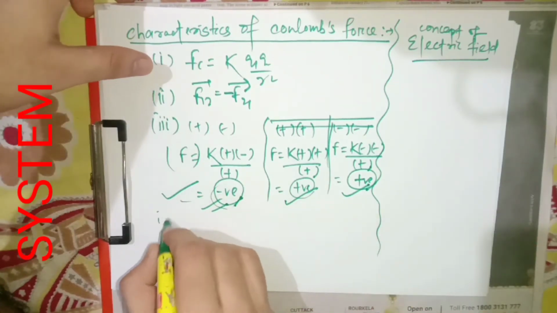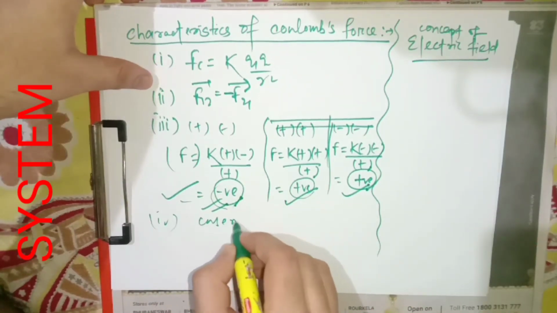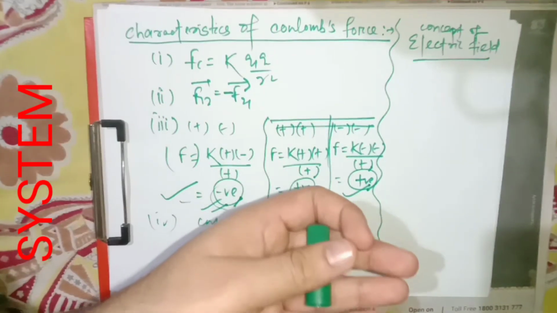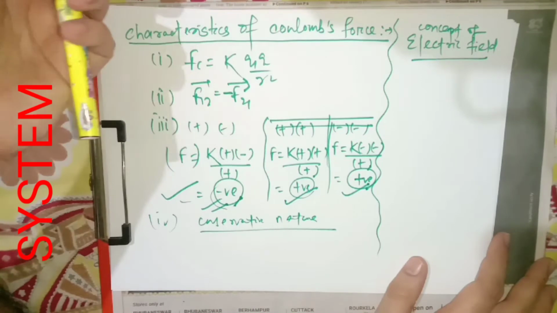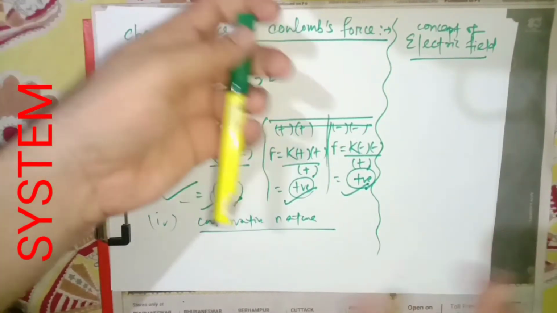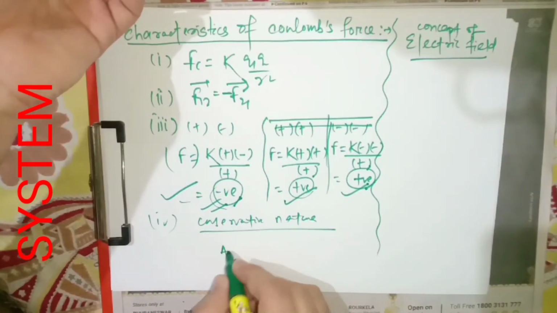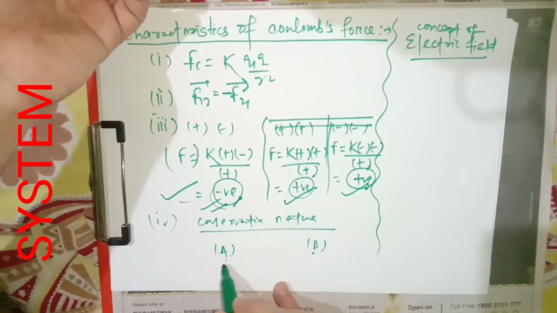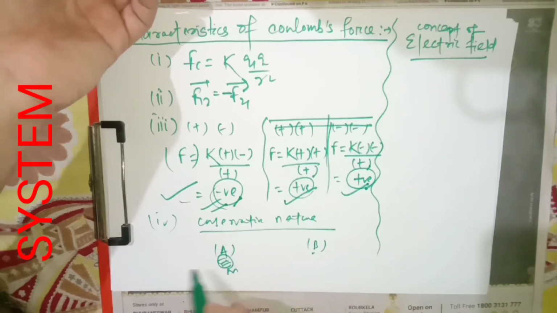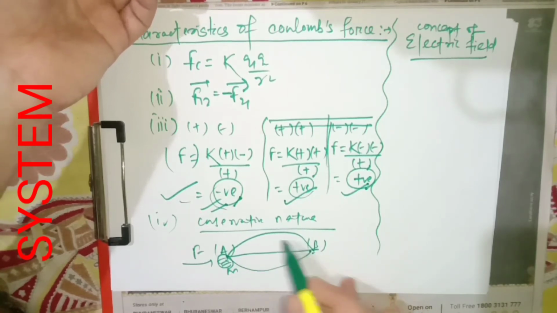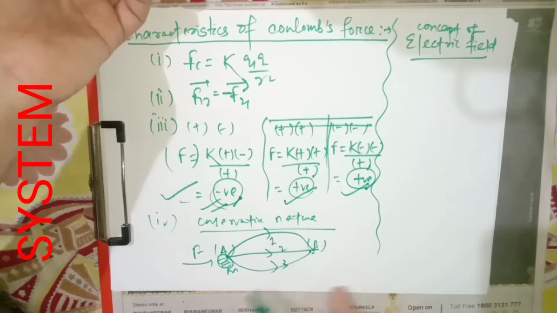Then Coulomb's force is conservative in nature. Then what is a conservative force? We know that a force is said to be conservative when the work done by the force is path independent. Let's suppose this point is A, this point is B. There is a particle of mass M, and a force is acting on it. It is displaced from point A to point B on three different paths. This is path 1, this is path 2, this is path 3.